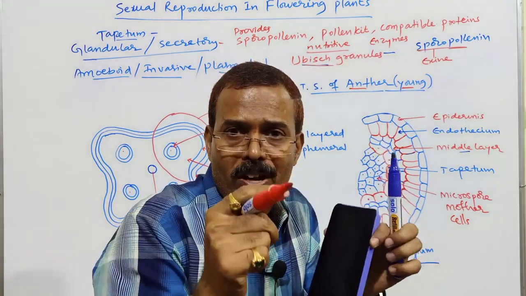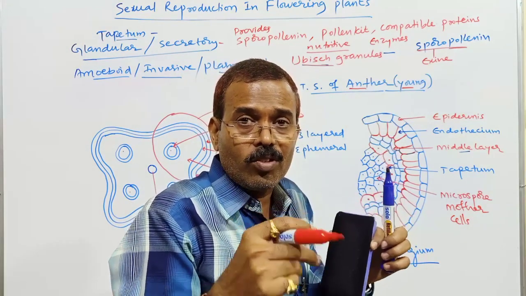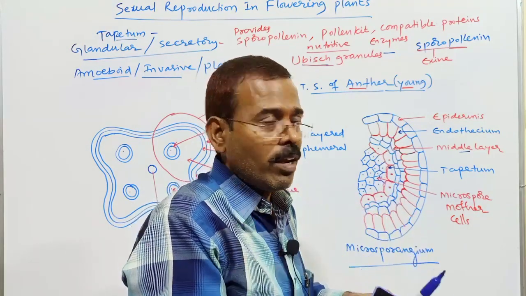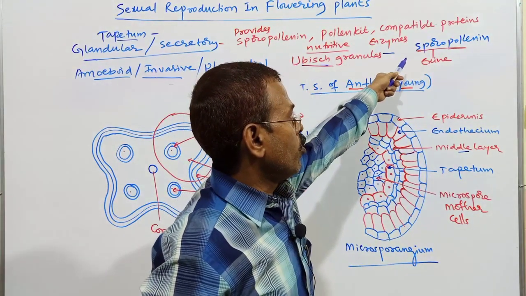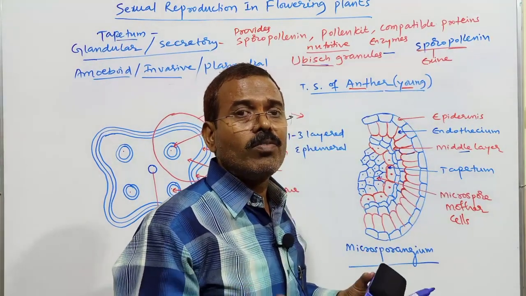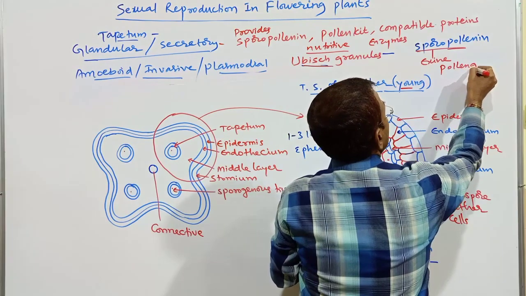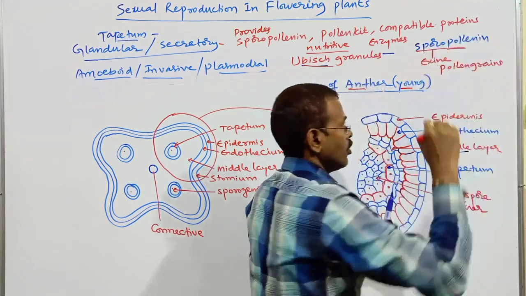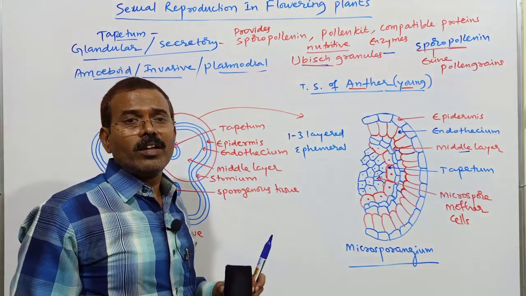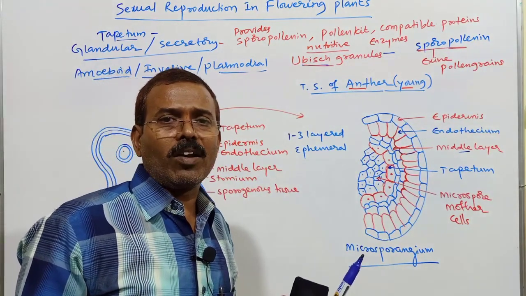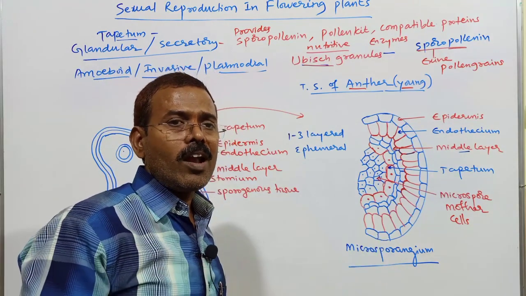The outer wall layer, that is exine, is mainly made up of the chemical sporopollenin. So Ubisch granules made up of sporopollenin help in the formation of the outer exine layer of the pollen grain. This exine layer has a different kind of artistic pattern or design. Ornamentation work will be there on the surface of the exine layer.